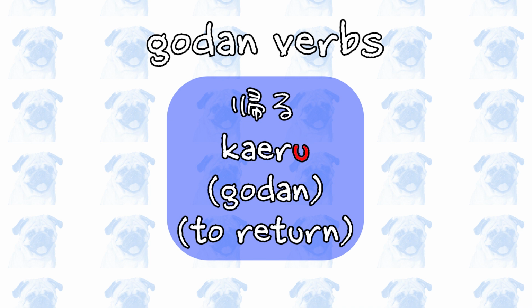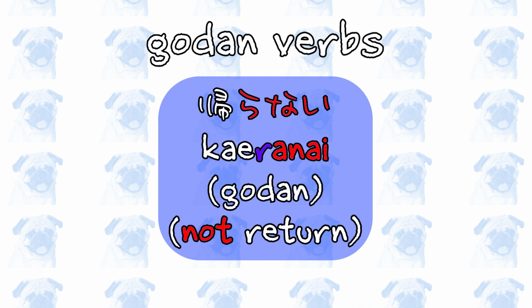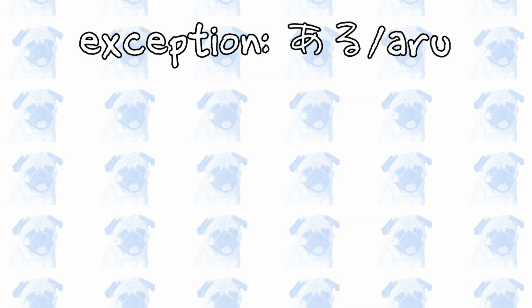The sound before the final u is a consonant. Therefore, drop the u and add anai. Kaeranai, kaeru, kaeranai. Finally, there is one verb that does not have a nai form.